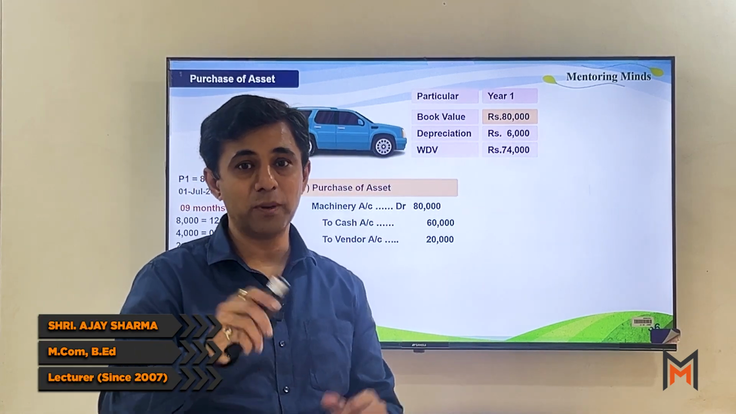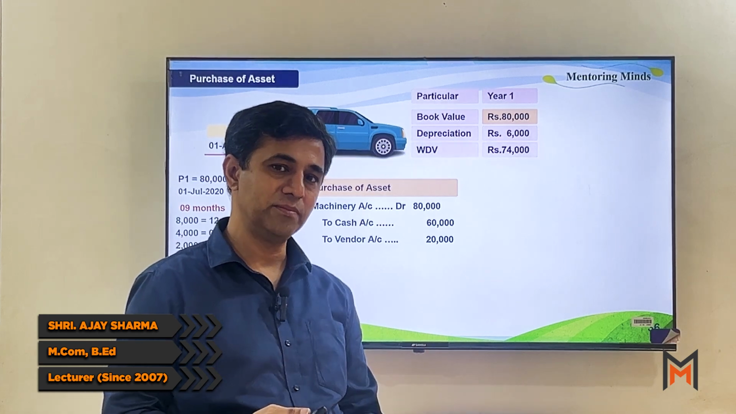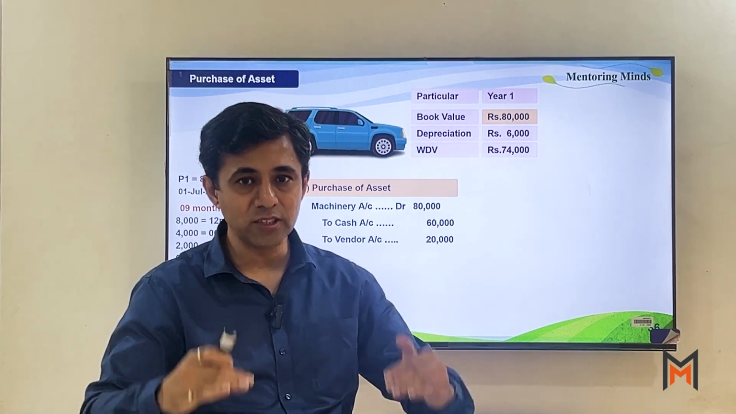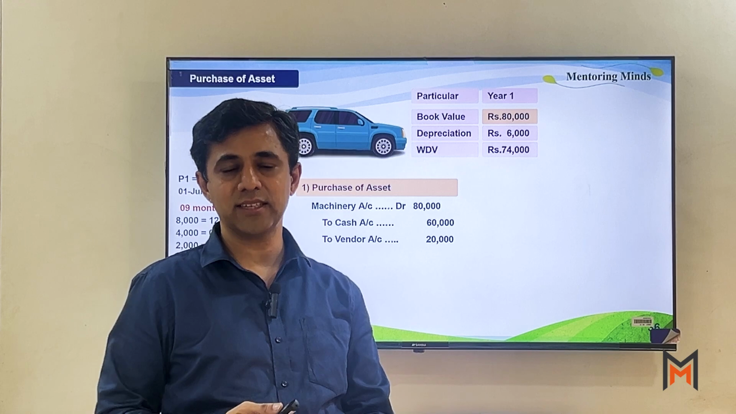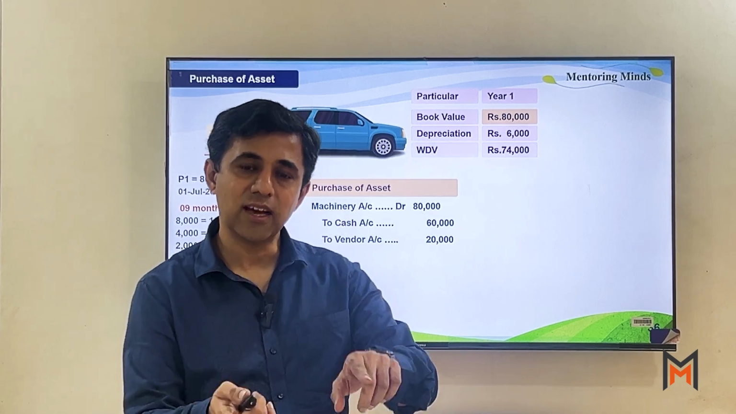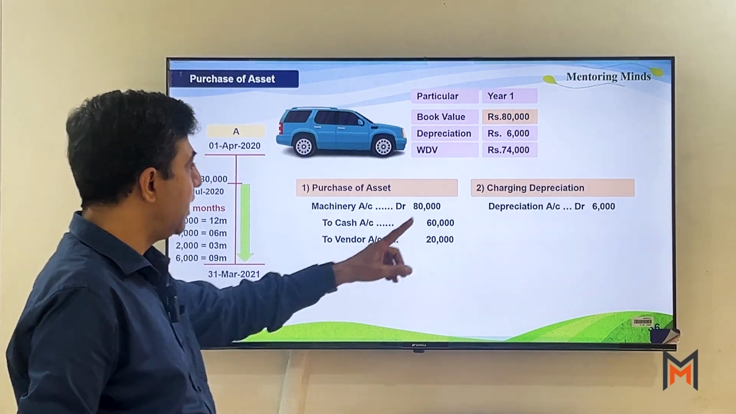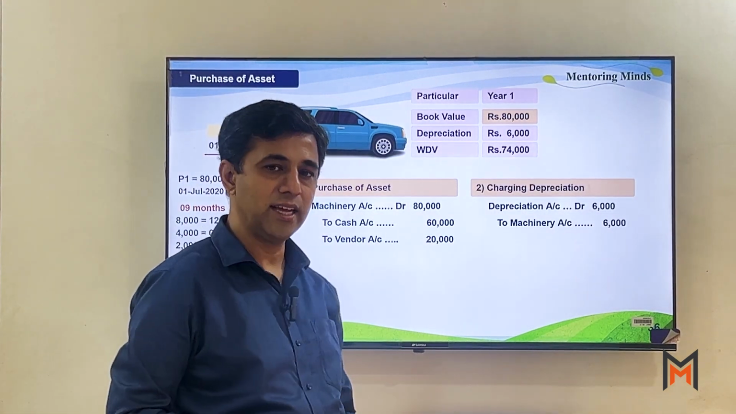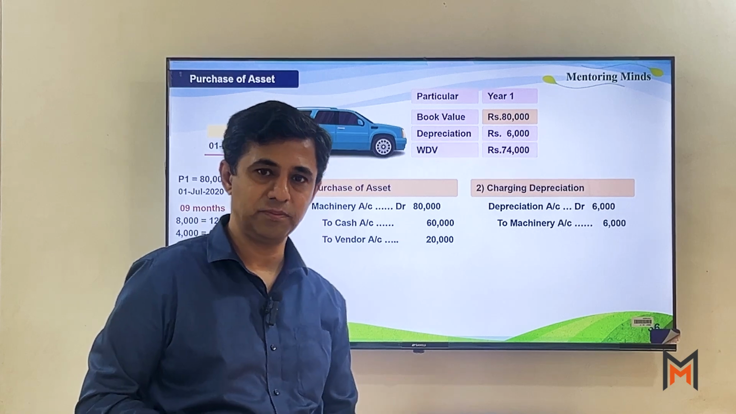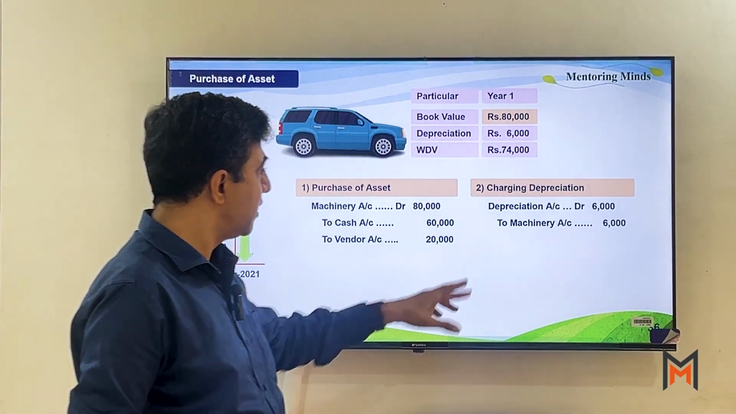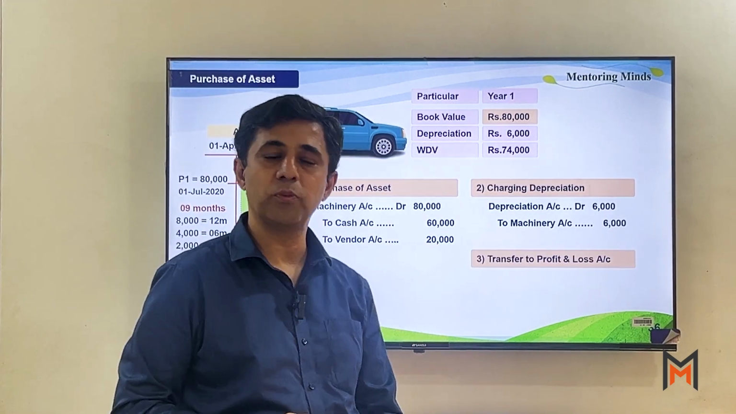So debit all expenses and losses, and this depreciation is charged on asset. जब asset की value बढ़ती है तो हम asset को debit करते हैं. And if the value of asset falls down, we are going to credit the asset. So here we are charging depreciation on asset. So journal entry will be depreciation to asset, that is depreciation to machinery, right? And third thing is the transfer of this to profit and loss.